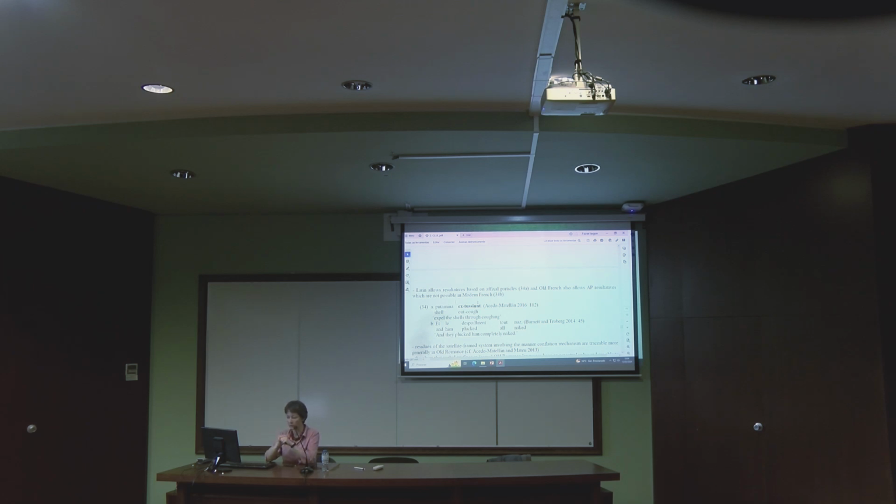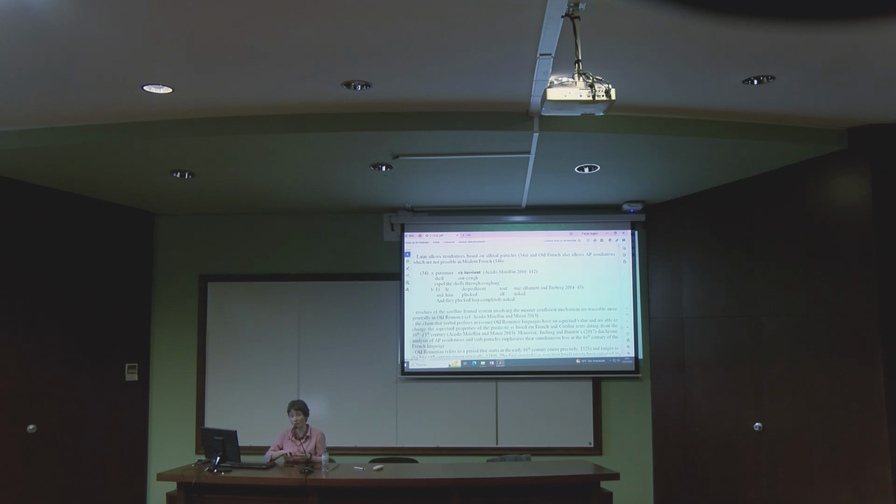We have one example in 34a. I've highlighted the part that we're interested in. And Old French also allows AP resultatives which are not possible in modern French. It seems again that residues of the satellite frame system involving the manner conflation mechanism are traceable more generally in Old Romance languages, although present-day stages of these Romance languages are considered to be verb framed. Earlier stages do seem to exhibit satellite frame behavior, and it has become very fashionable to study languages from a diachronic perspective.